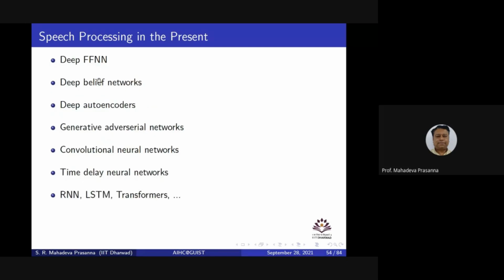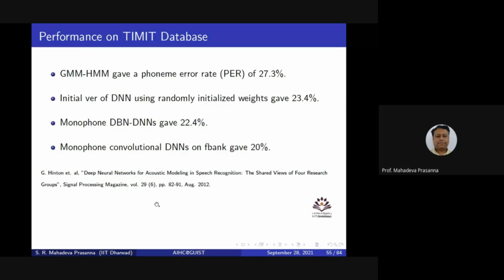Whereas now we are talking about using deep feed-forward networks, deep belief networks, deep autoencoders, generative adversarial networks, convolutional networks, and so on, time delay networks, RNN, LSTM, and transformers. All these things have significantly improved the performance.